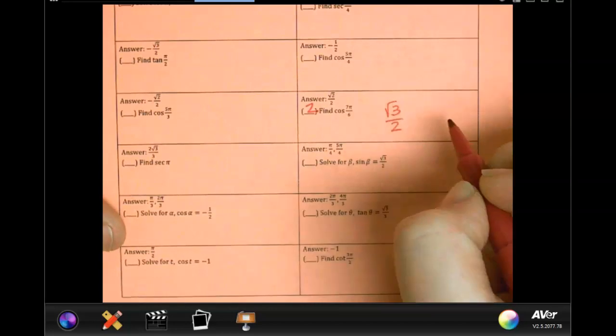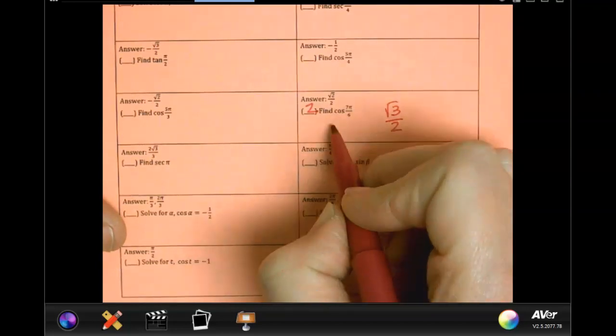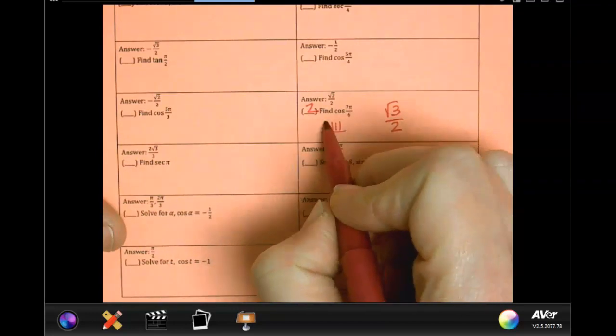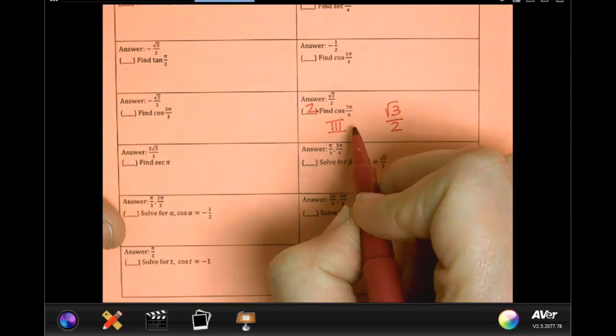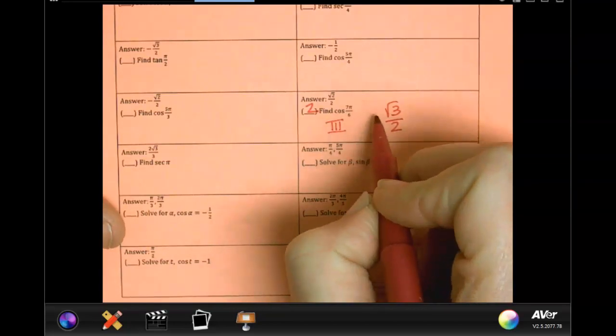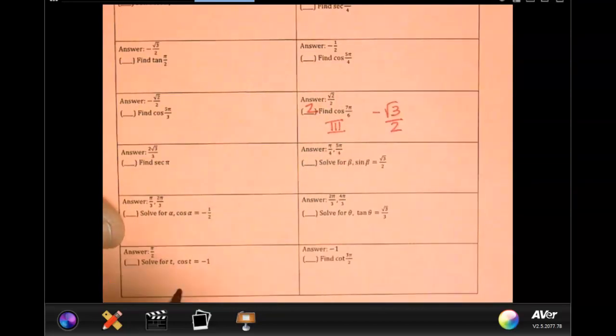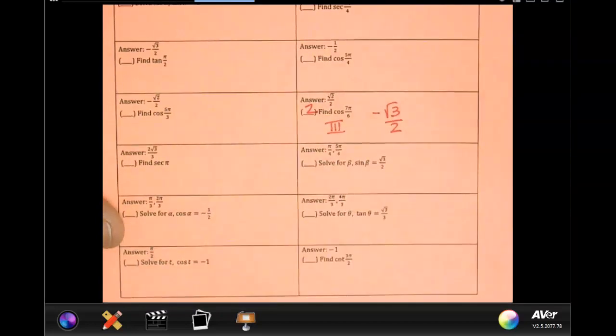And what quadrant is 7 pi 6 in? It's in the 3rd quadrant. 7 pi 6 is in quadrant 3. So in quadrant 3, is cosine positive or negative? Negative. So your answer is negative square root of 3 over 2. And then you move to the next one, which is number 3.